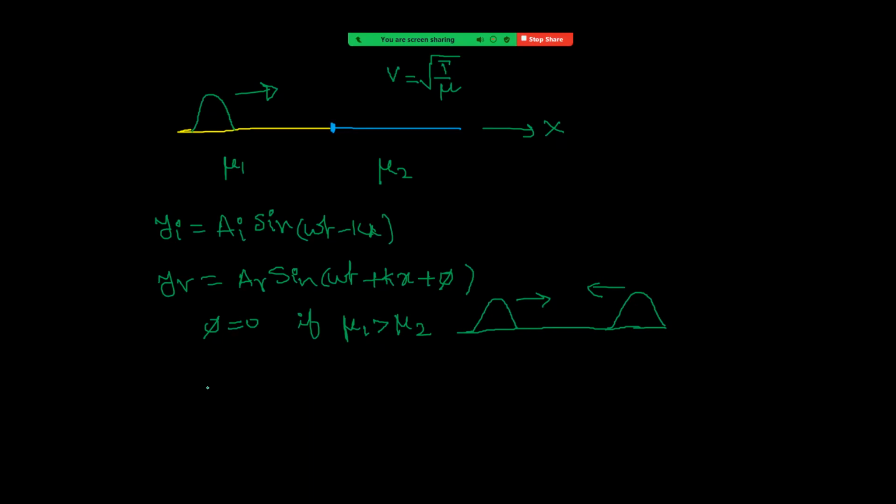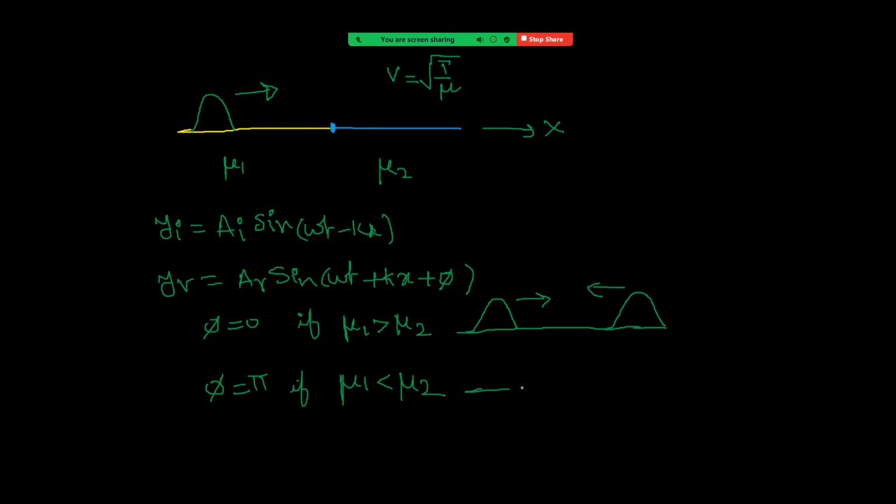Next case. So phi equal to pi if mu1 less than mu2. That means mu1 less means mu less means speed is more. So when speed is relatively more, that is the rarer medium. So when a pulse travels from a rarer medium to a denser medium, there is a phase change of pi.